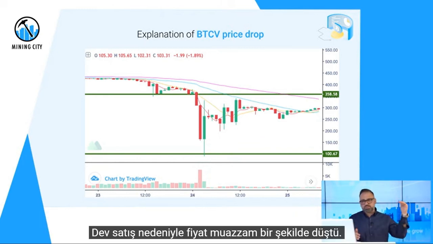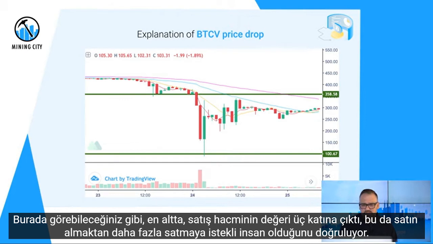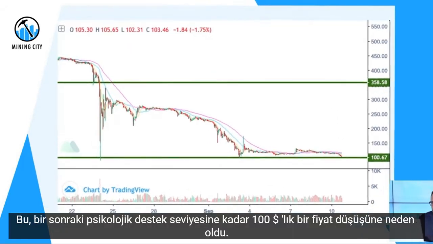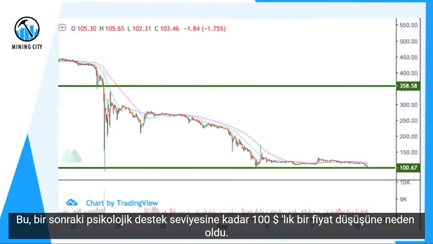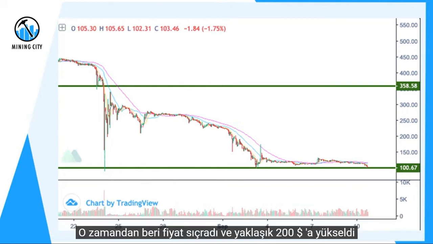The price just drove down tremendously due to a historically huge sellout. As you can see here at the bottom, the sales volume just tripled. And that just confirms that there were more people willing to sell than buy at this very particular moment. This, in turn, caused further drops in price until the psychological support level of $100 was reached. And from that moment, the price bounced back to around $200.